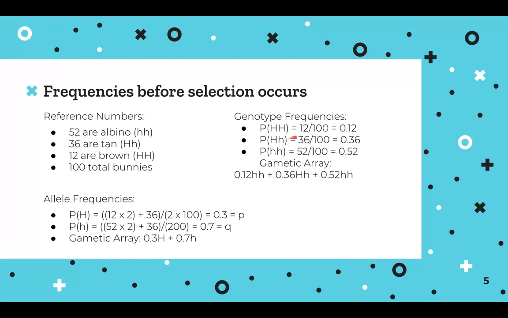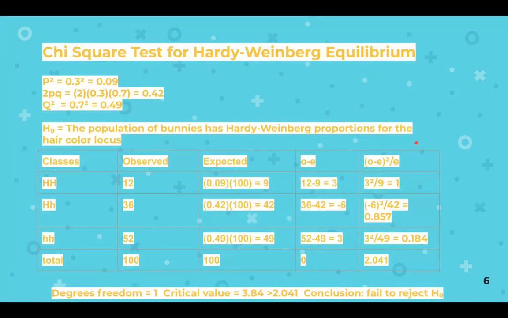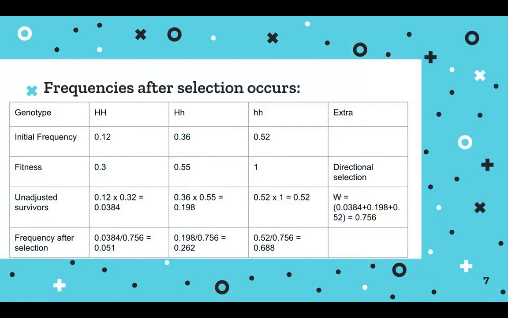For our genotype frequencies, all we have to do is find the number of a certain genotype of bunny out of the total population. And that's how we get these 3 numbers right here. This is just a chi-square test to prove that we are in Hardy-Weinberg equilibrium with our initial population.